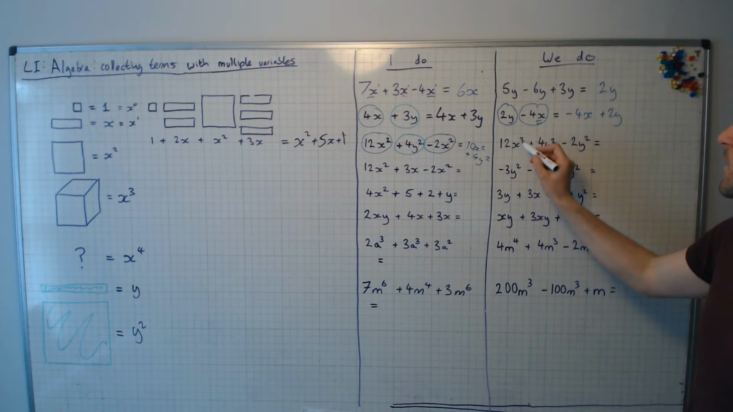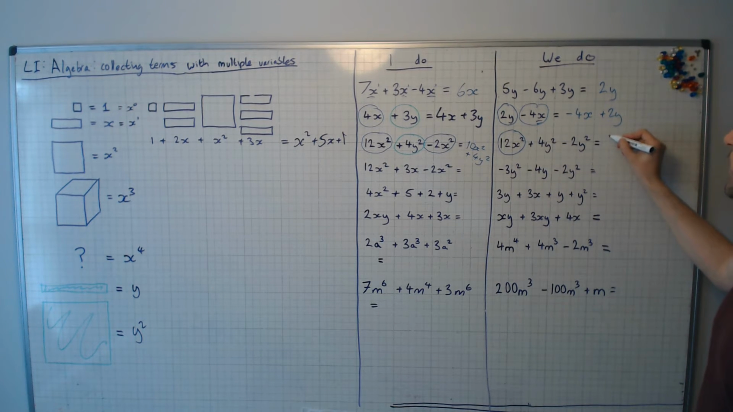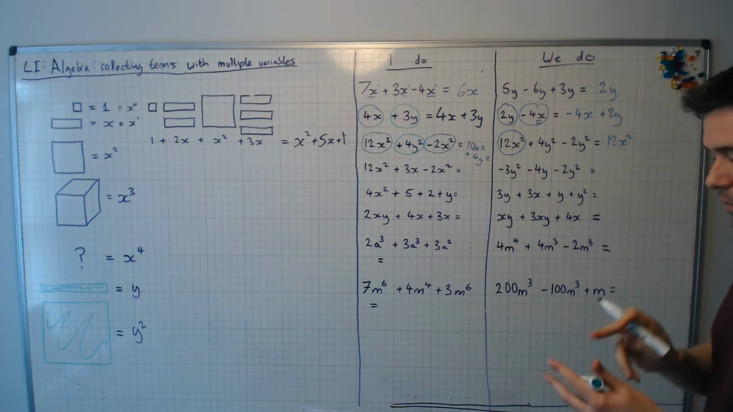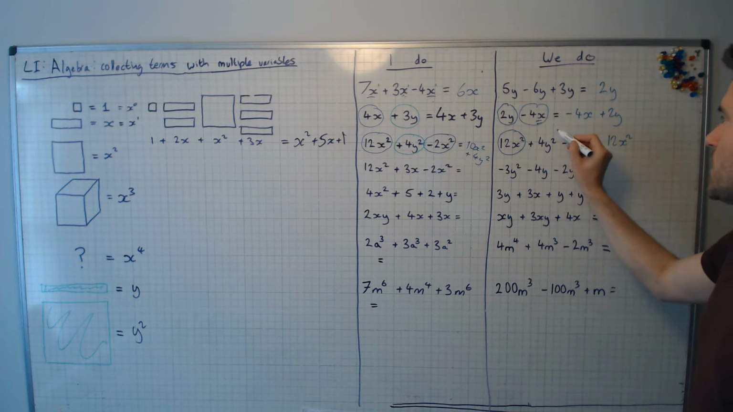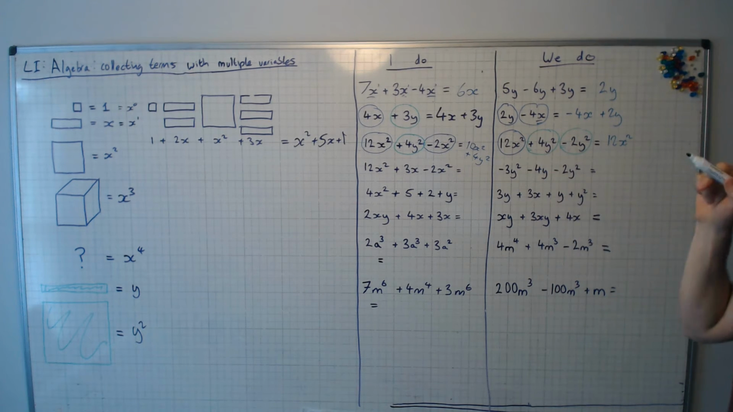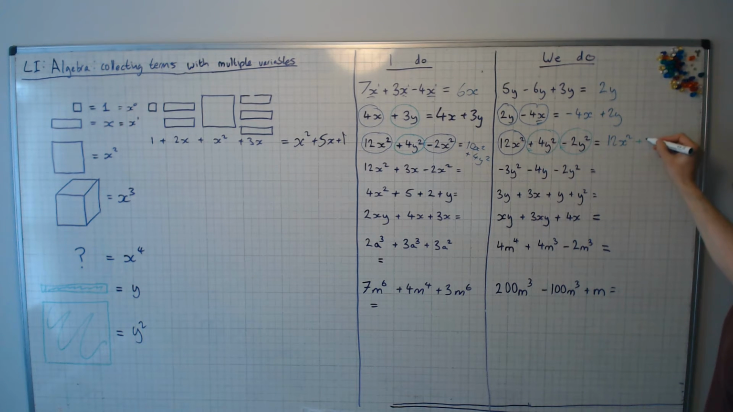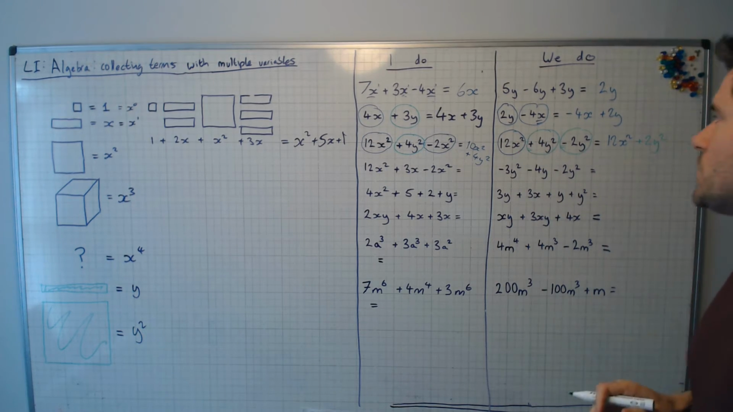So this time, let's put a circle around the x squareds. We only had the one, so we've got 12x squared. And we're going to do the same with the y squareds. We've got 4 of them there. Notice how I'm catching that leading sign as well. Okay. So I've got 4 of these y squareds, take away 2 of these y squared. So in total, I've got 2y squared. So we have 12x squared plus 2y squared.